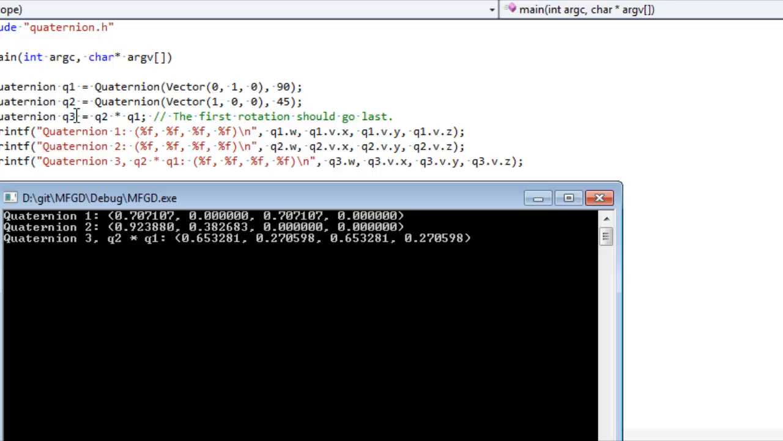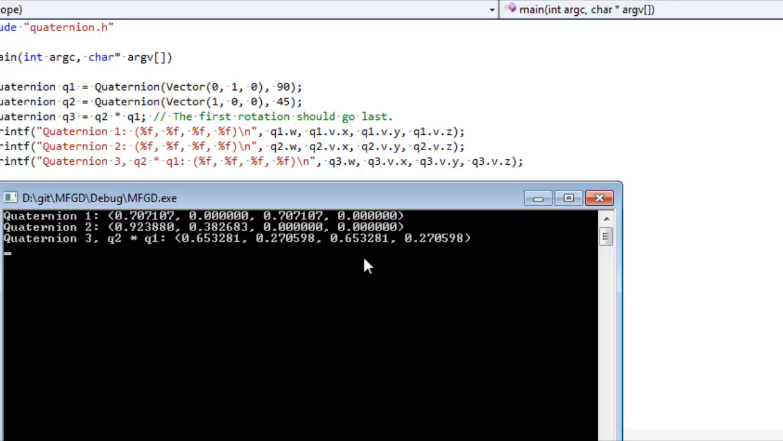Now I did the math, the Q2 times Q1, and this is the quaternion that it produces. Now if you do the math, if you find the magnitude of this quaternion, you will get a unit quaternion. So this squared plus this squared plus this squared plus this squared is equal to 1. It's pretty amazing how that invariance is satisfied.